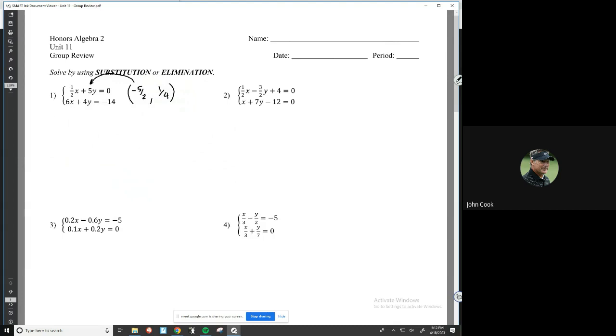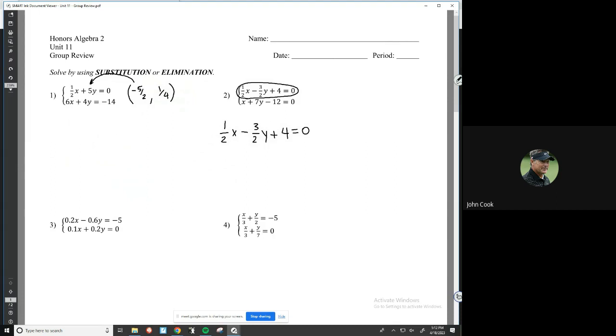Number 2, let's see, what would I want to do for this one? Maybe it'd be easiest to solve. Let's go ahead and do substitution. I think that substitution would be really easy because I can take this fraction expression and I can solve for x with the most ease. Check this out. So I'm going to get x all by itself on one side.